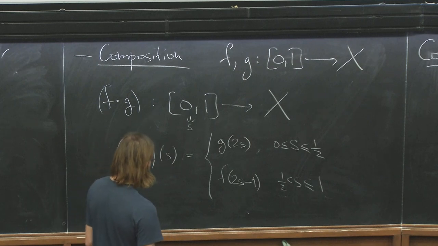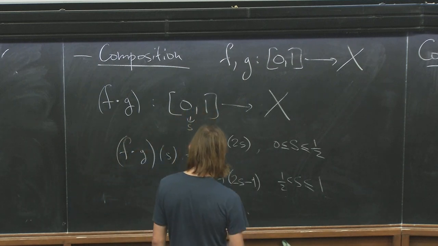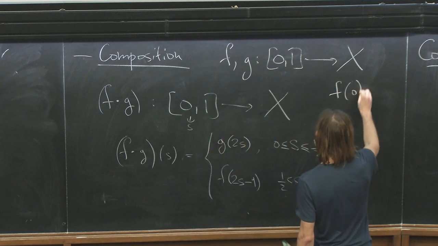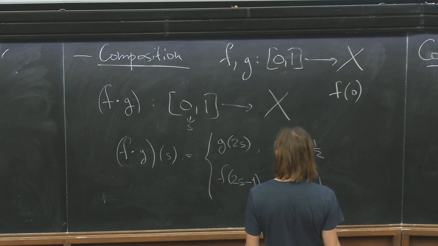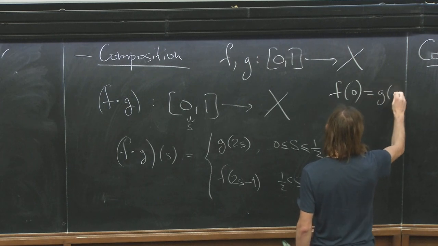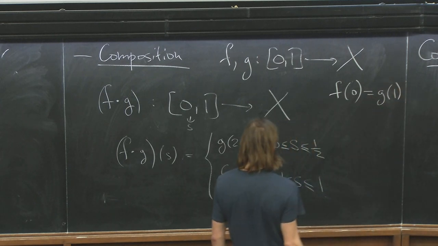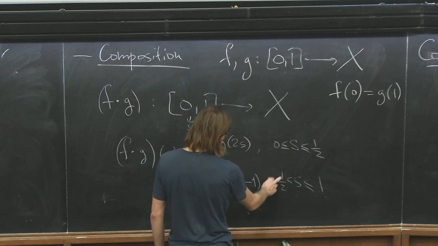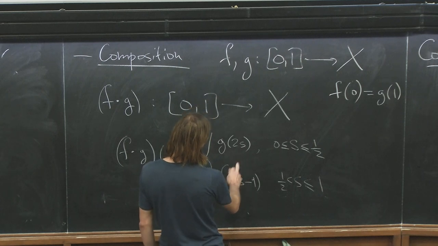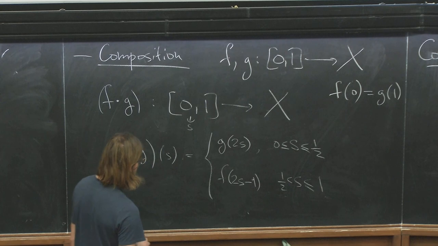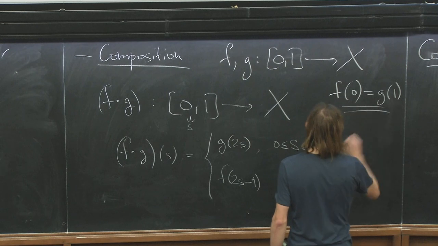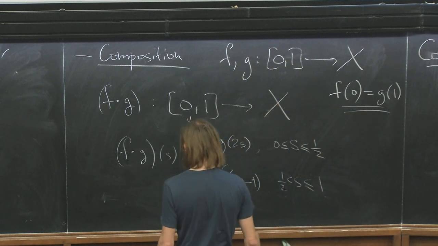But of course, this does not always work. We need some condition so that this is a continuous map, and this condition is that the initial point of path F coincides with the terminal point of path G. So we need that this function is continuous at S equals 1/2. This value is G of 1, and this is F of 0. So they coincide. This should be a condition, otherwise this is just not a defined operation.